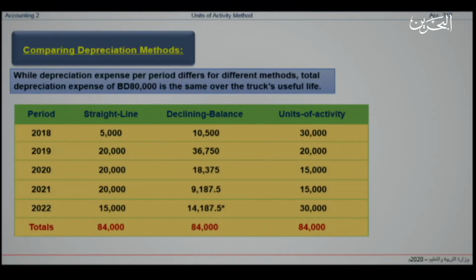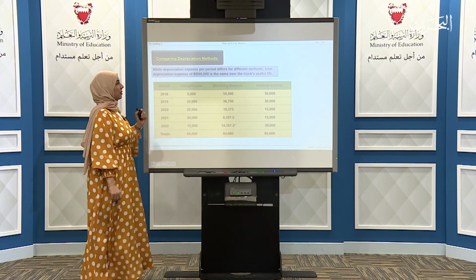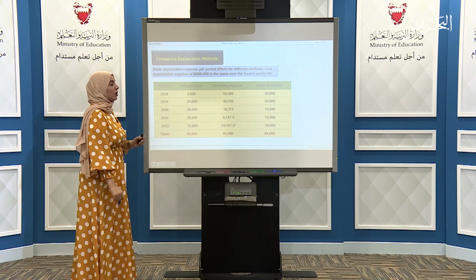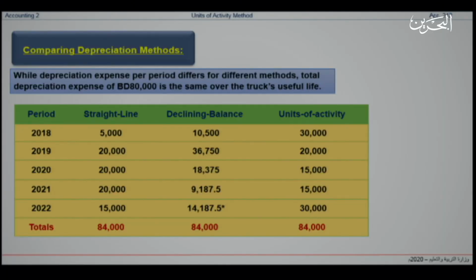Now, my dear student, you can take a look to compare between the depreciation methods. In this schedule, we can see the different amounts between the three methods of the depreciation expense: the straight line method, the declining method, and finally the unit of activity.